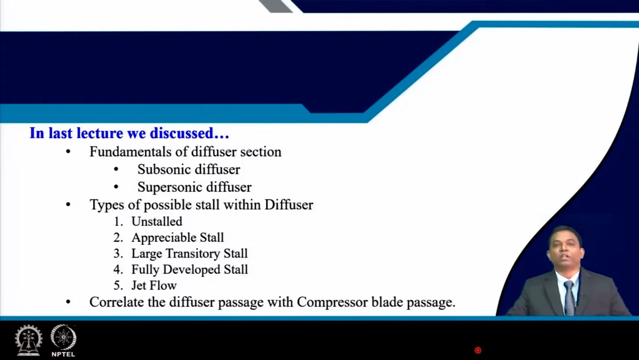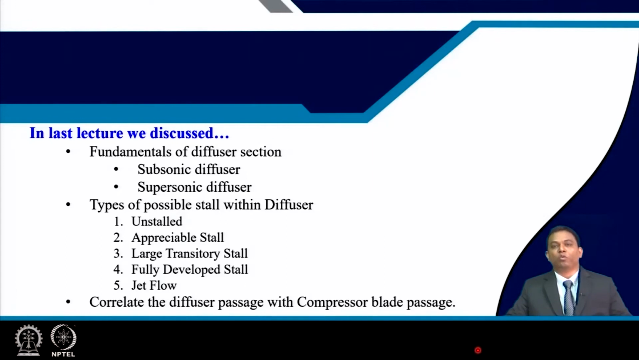Then we discussed the types of possible stall within the diffuser, and if we recall, we categorized that into 5: unstalled, appreciable stall, large transitory stall, fully developed stall, and jet flow. For all these conditions, we realized that if we change our inlet condition, our outlet condition, our flow conditions, or our geometrical dimensions, that will bring this kind of situation for the diffuser.